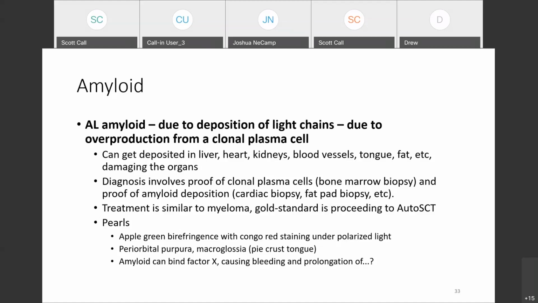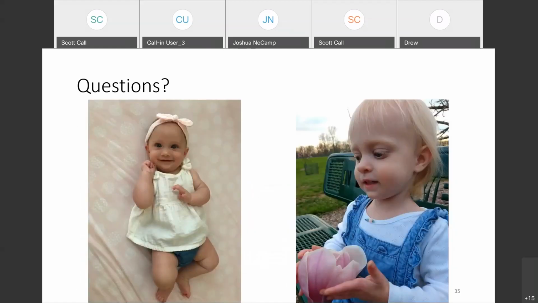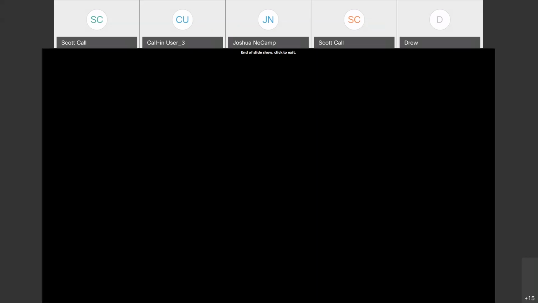So anyway, I think that's all that I have in terms of my lecture. My last picture is just my adorable girls. So I guess the final take-home point is you guys can forget all of this, but just go get married and have kids, and they're fun. They're a lot more interesting than plasma cell dyscrasias. So anyway, that's all I got.